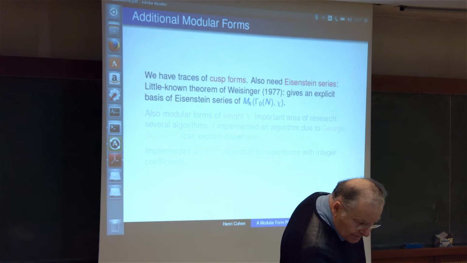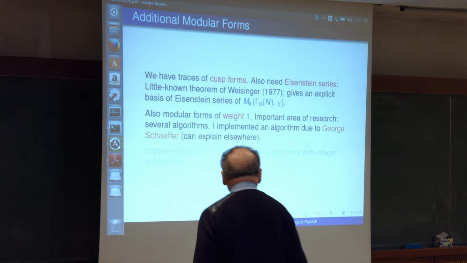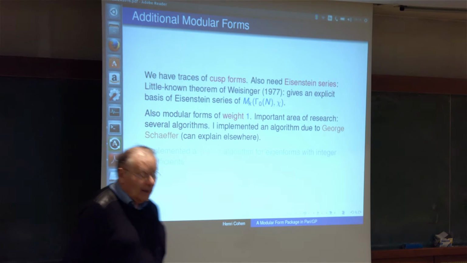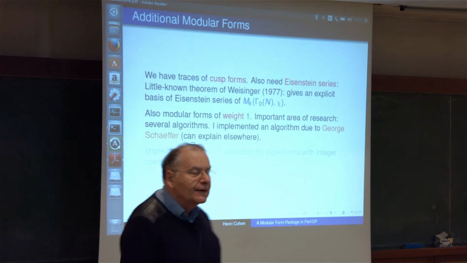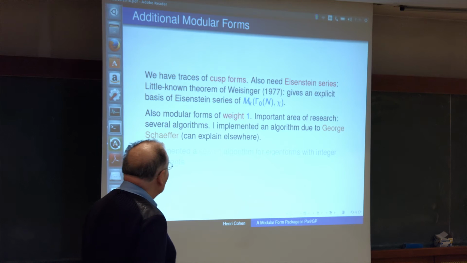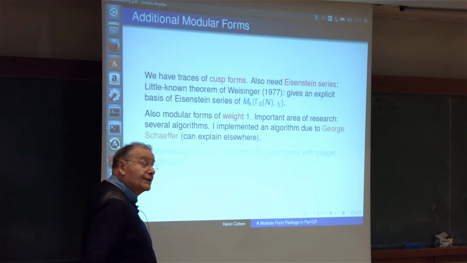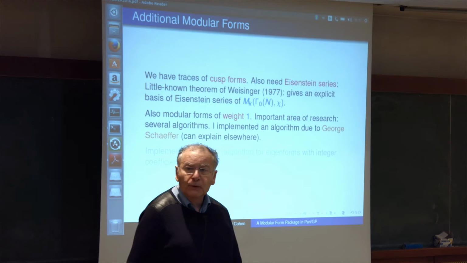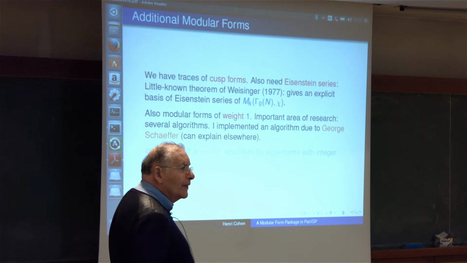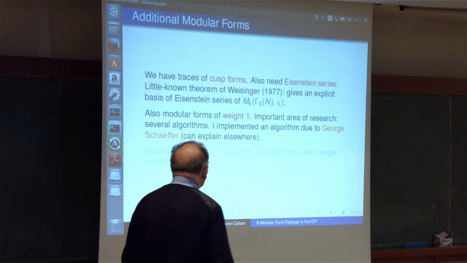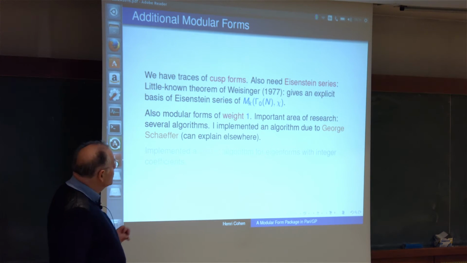And the second thing, which is much more fun, is modular forms of weight 1. It's well known to the experts that computing modular forms of weight 1 is a difficult problem. And in fact, as far as I know, they have been computed only up to level 1,000 or 2,000. So very small. So I implemented an algorithm which is very pretty.